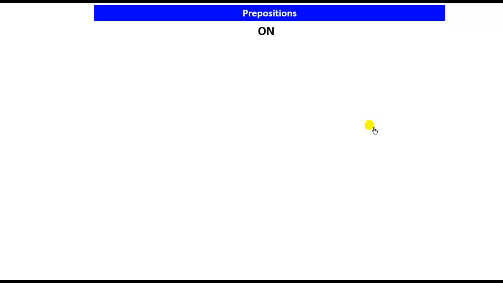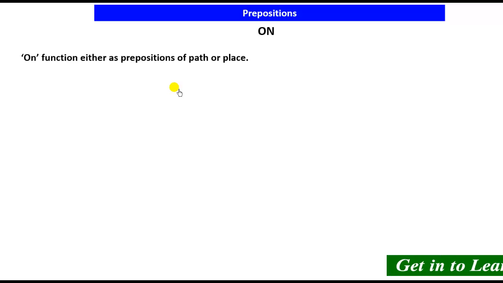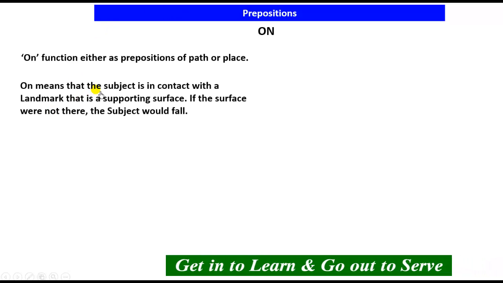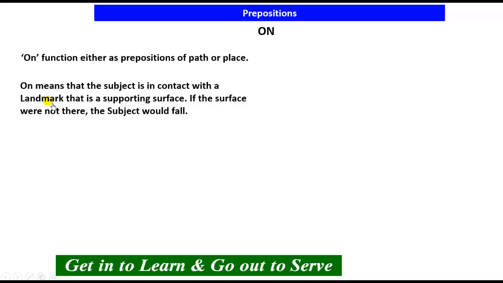Friends, in today's episode, we will discuss prepositions, and under this topic, we will discuss the preposition "on". Here, "on" functions either as a preposition of path or place. The preposition "on" is used as a preposition of path as well as a preposition of place. "On" means that the subject is in contact with the landmark.